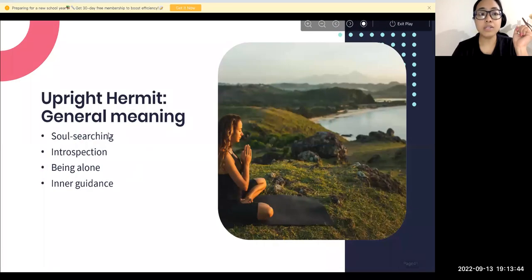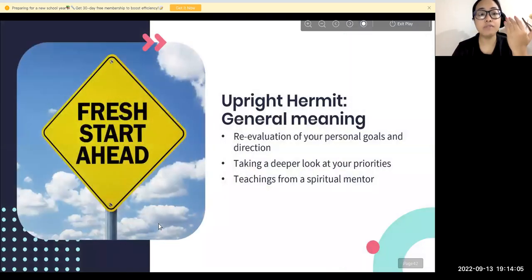So the Hermit, in a general meaning, means soul searching, finding yourself, introspection, being alone. Being alone is different from loneliness, okay? Being alone is about finding the answer that you're seeking. Loneliness is a very negative emotion. It also means inner guidance, looking for inner guidance for whatever situation you're going through in life.